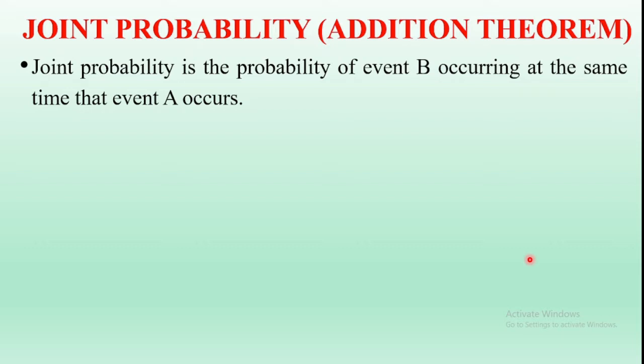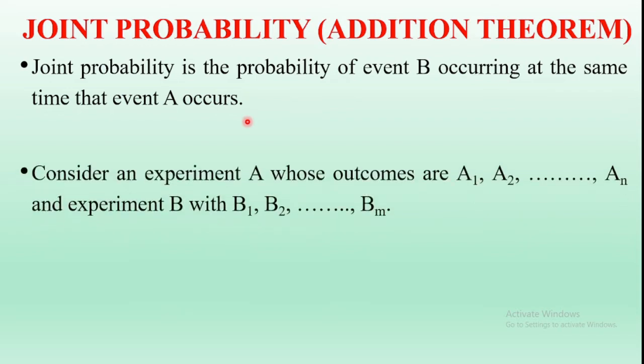In this video, we are going to discuss the joint probability concept. Joint probability is sometimes also called the addition theorem. Joint probability is the probability of event B occurring at the same time that event A occurs.